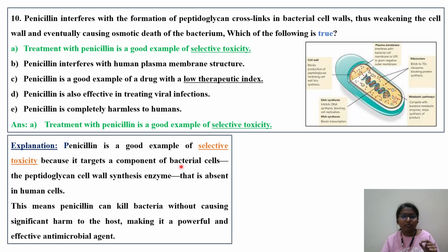So it will target components of the bacterial cells, the peptidoglycan cell wall synthesis enzyme, because of which the bacterial cell is unable to divide. It is not able to make the cell membrane. That is absent in the human cells. It can kill bacteria without causing significant harm to the host, making it a powerful and effective antimicrobial agent. So this is very important. Whenever you are developing a new drug, it should be more specific and selective, so that other parts of the human cells should not get damaged.